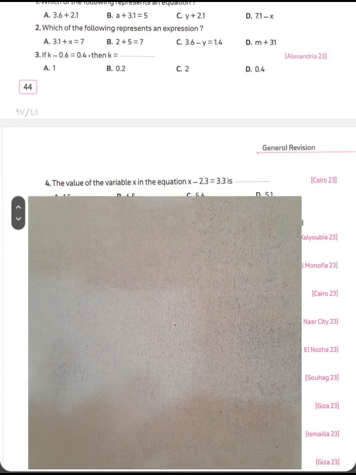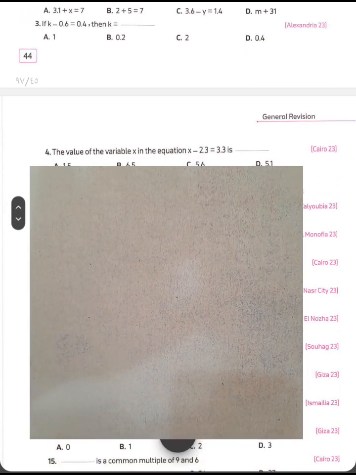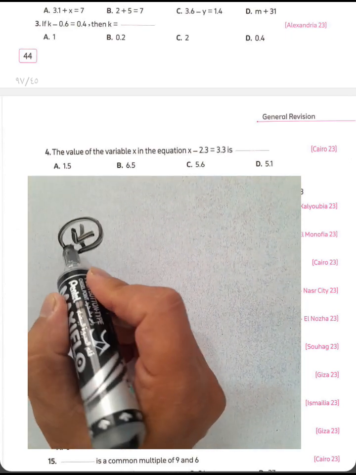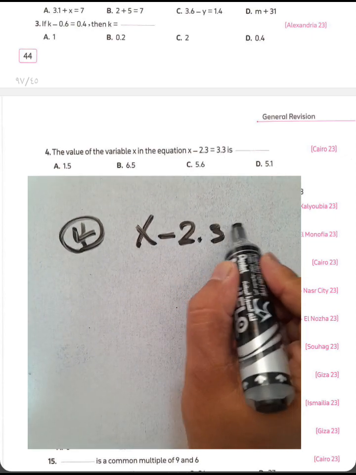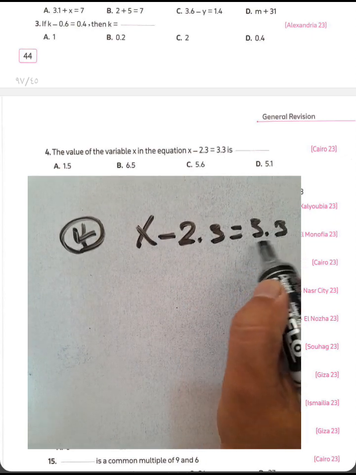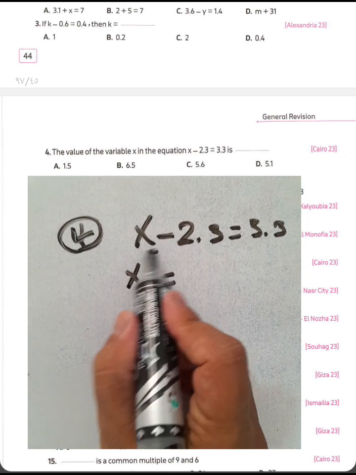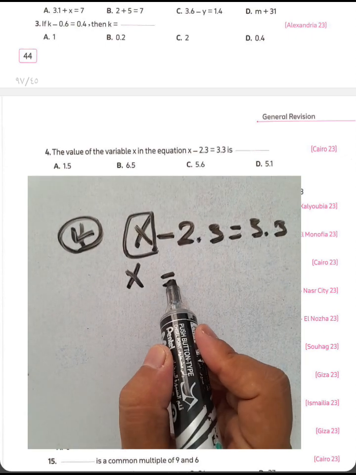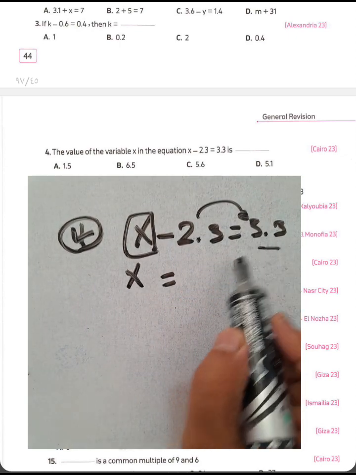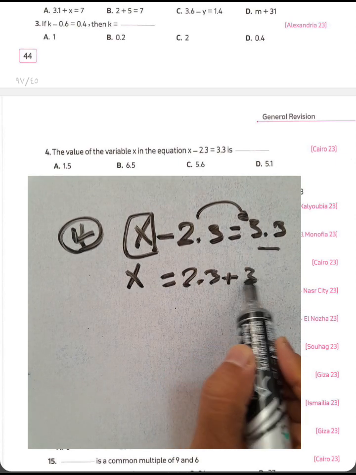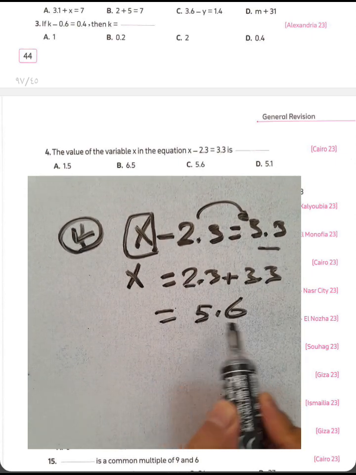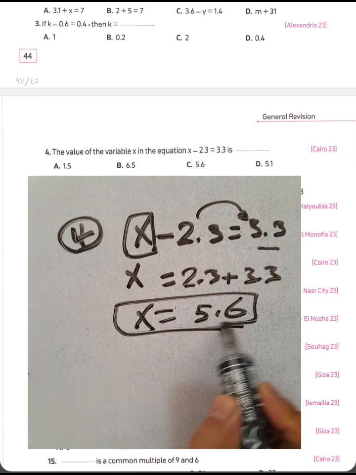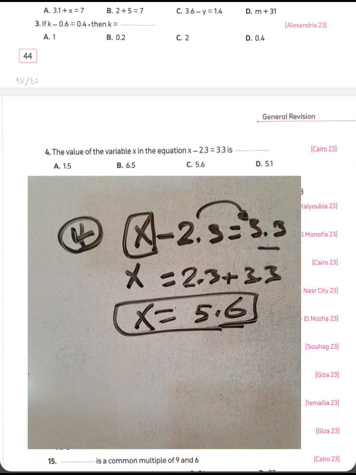Question number 4, the value of the variable x in the equation. We have the equation here, x subtract by 2.3 equals 3.3. X, we called it what? Minuend. To find the minuend, you must add the subtrahend to the difference. 2.3 plus 3.3. 3 plus 3 equals 6. 3 plus 2 equals 5. Then x will be 5.6. The result. Okay.